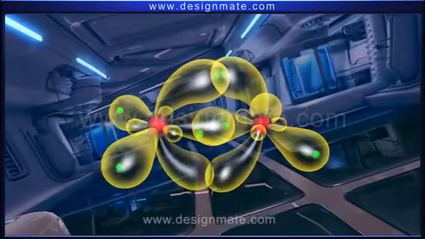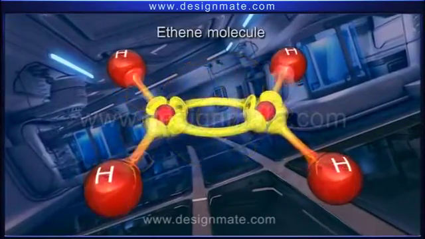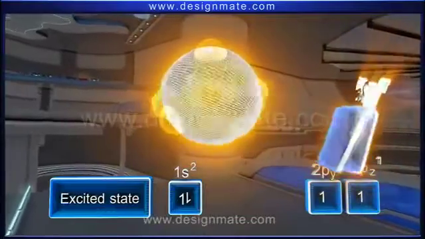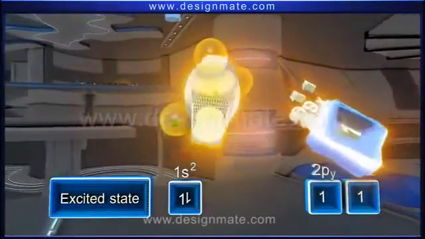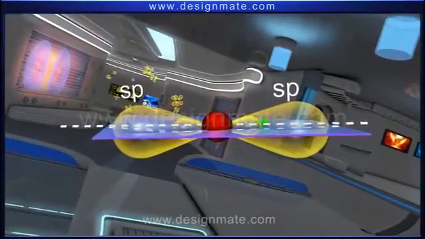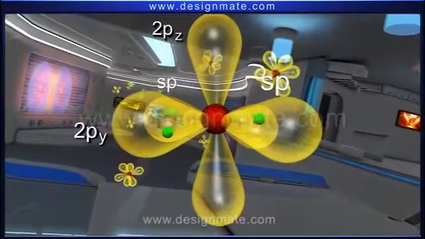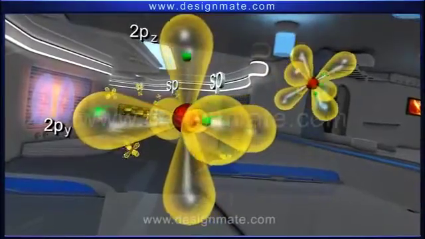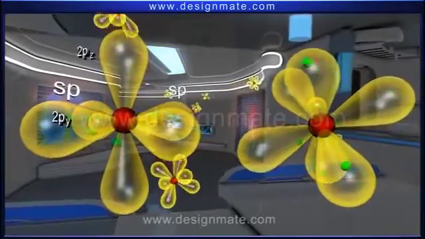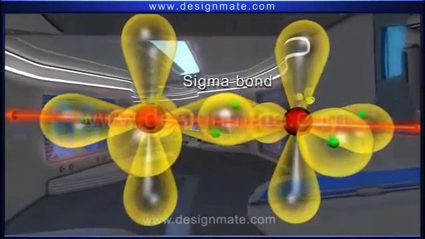The other two valencies of each of the carbon atoms are satisfied by 4 1s orbitals of hydrogen, hence forming an ethene molecule. Another process of intermixing, called sp hybridization, results in the formation of two sp hybrid orbitals. Now, this carbon atom is ready to combine with other atoms. Imagine another sp hybridized carbon atom approaching this carbon atom, such that the sp hybrid orbitals of the two carbon atoms face each other. These orbitals overlap along the internuclear axis, resulting in a sigma bond.